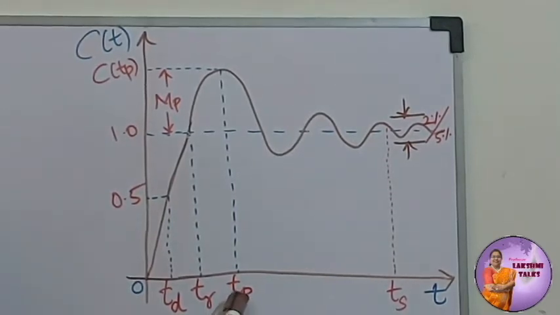Peak time is nothing but the time at which the magnitude is maximum. That magnitude is at the peak. That is called C of TP, right?